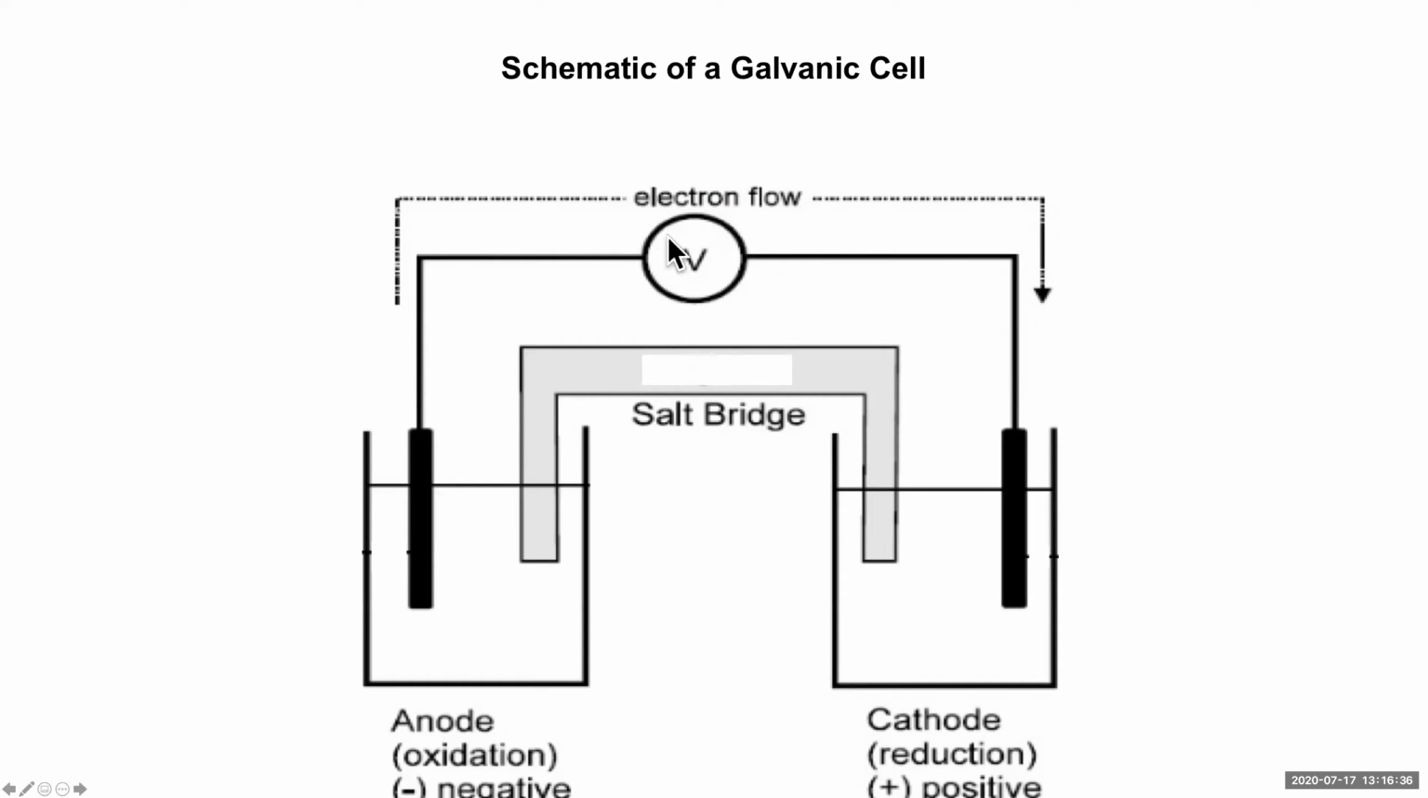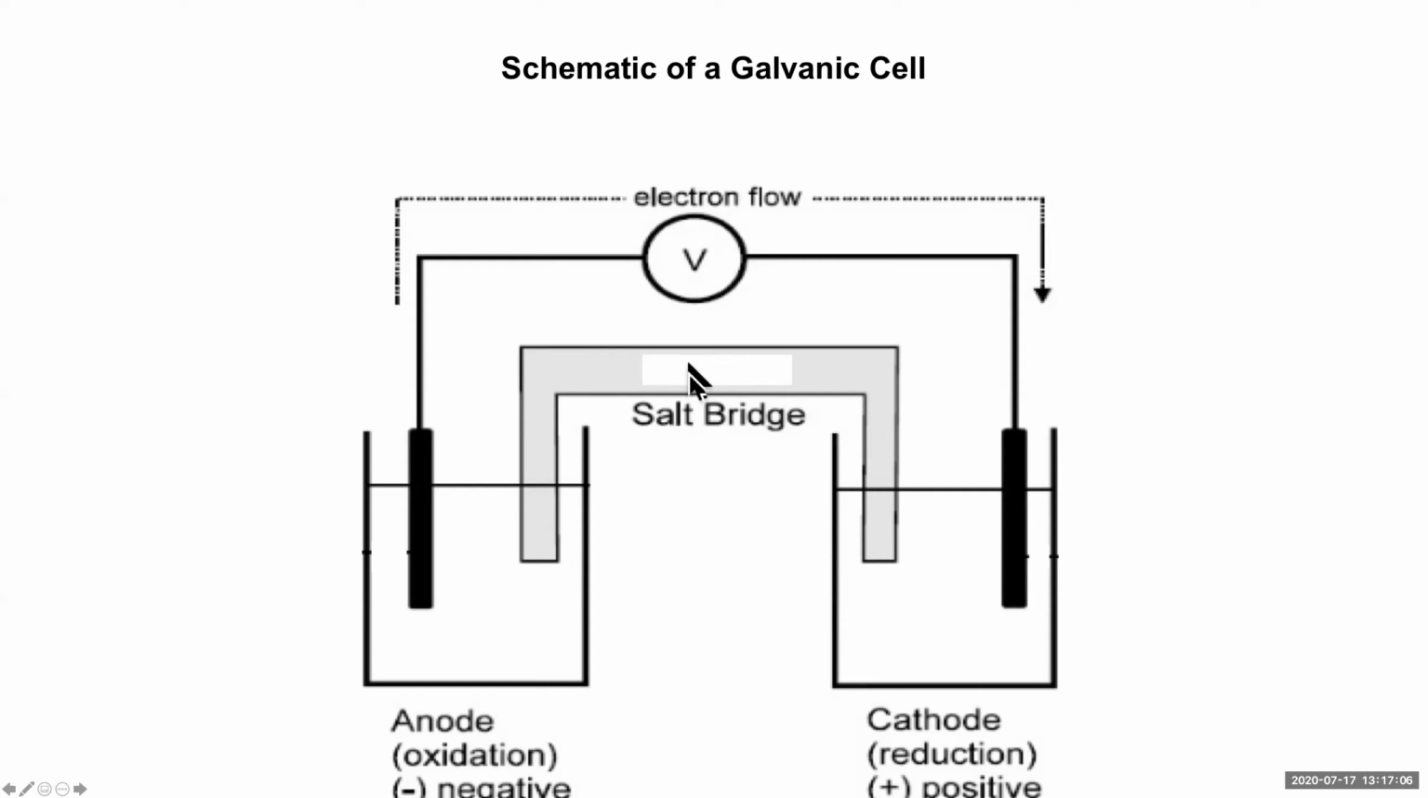You could have a light bulb. There's lots of things that you could have in that you could get the work out of this electron flow to produce work. The other part of these cells is that the cells have to be connected by this thing called a salt bridge. So in this diagram, the cells are separated, the anode separated from the cathode, and there's this salt bridge that's joining them.